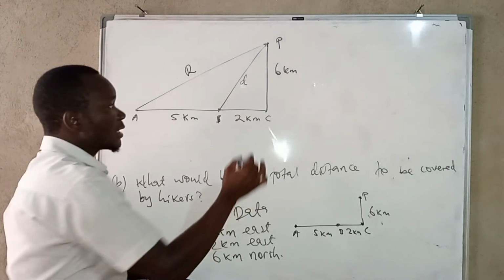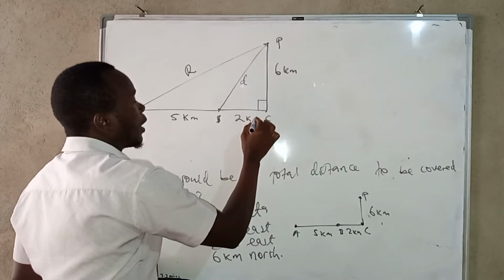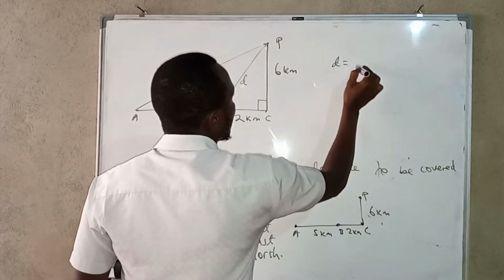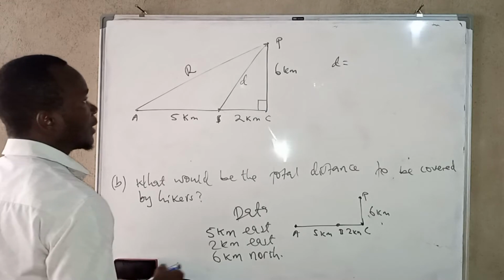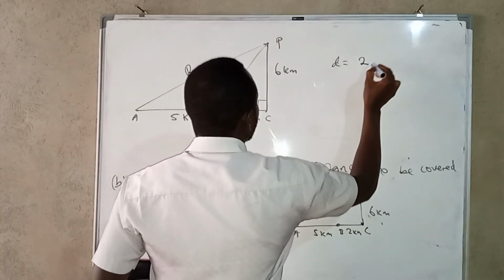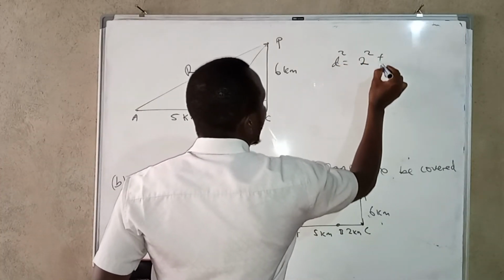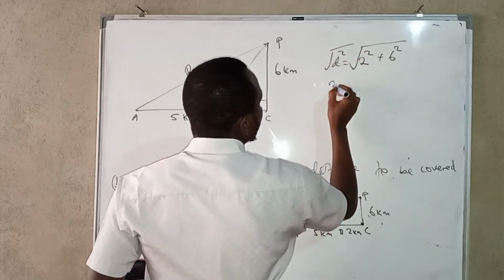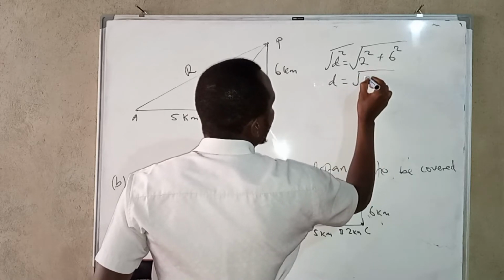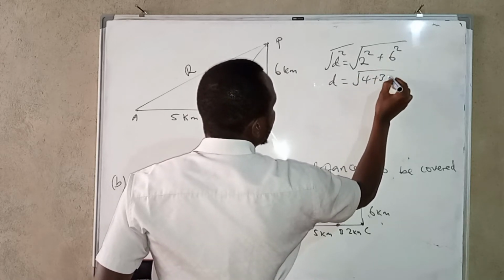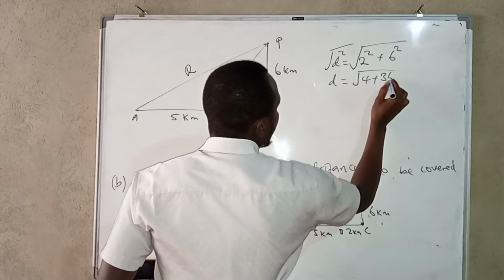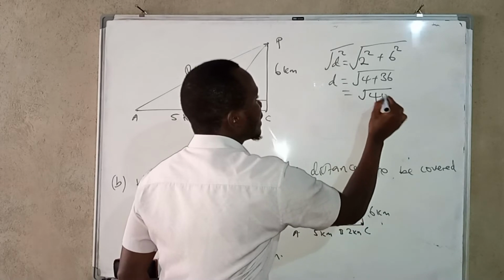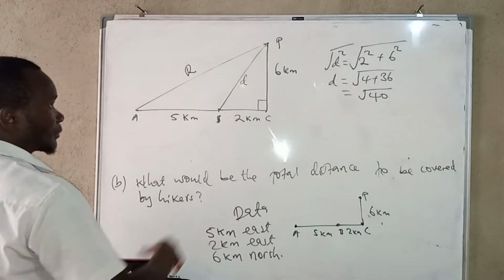D is going to be 2 squared plus 6 squared. So if we do this, we're going to find D is equal to the square root of 4 plus 36. So 4 plus 36, we get 40 here. So our D is equal to the square root of 40.